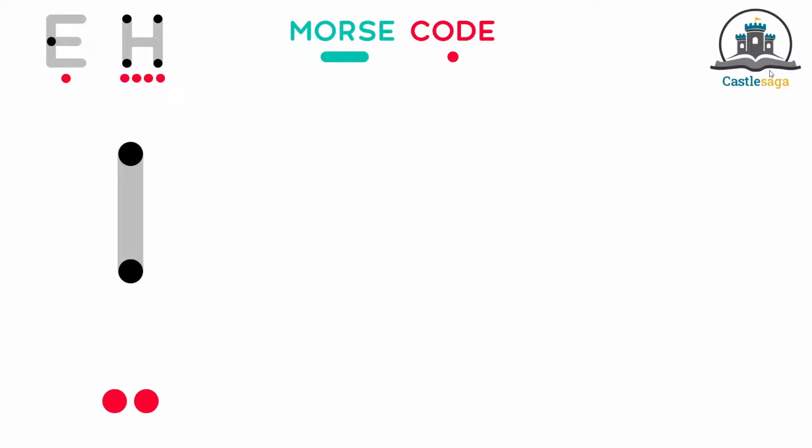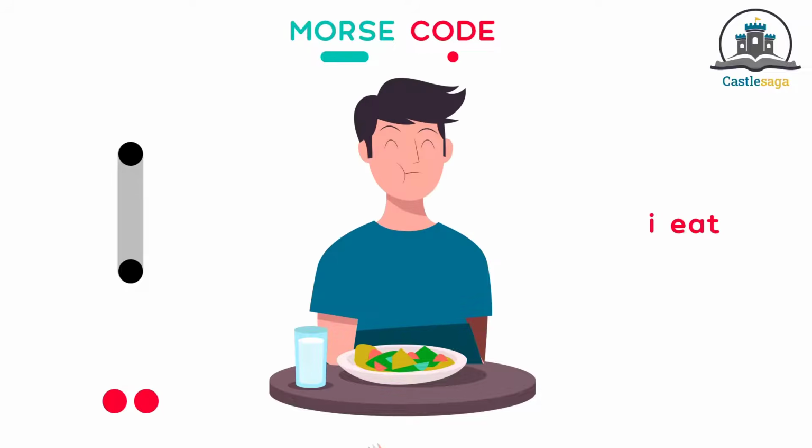And the sentence for I is one of the most basic sentences in the English language. I eat. Who eats? I eat.